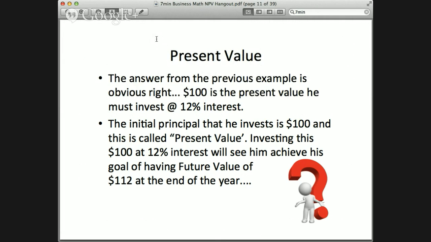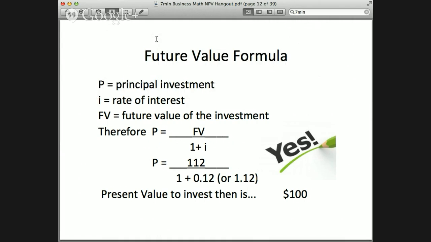Well, the answer from the previous example is obvious, right? So it's $100, but he must invest. But that could be any amount. So how do we go about doing that? The initial principal that he invests is $100, and this is called the present value. Investing this $100 at 12% will give him what he wants to achieve, and that's $112 by year end, by 12 months time.